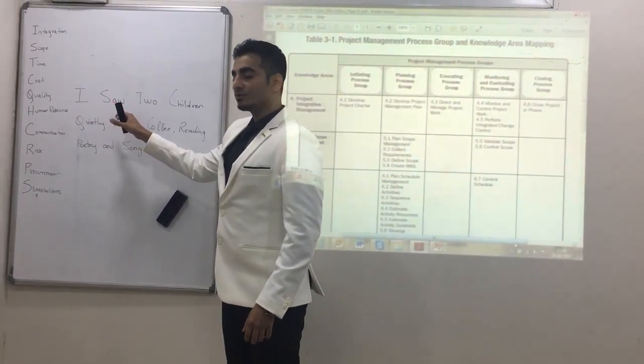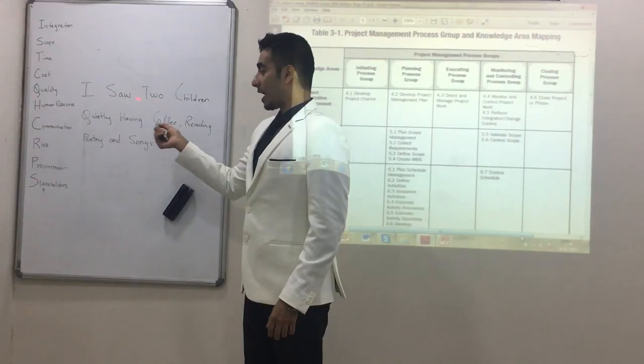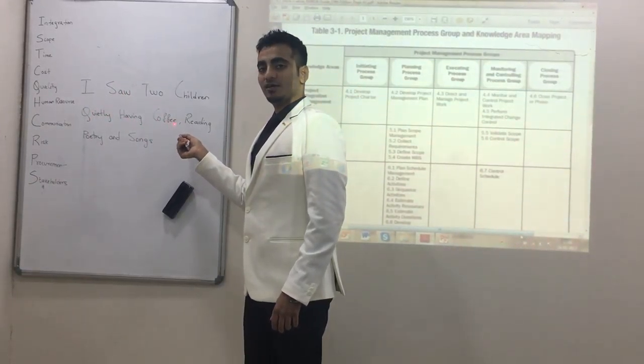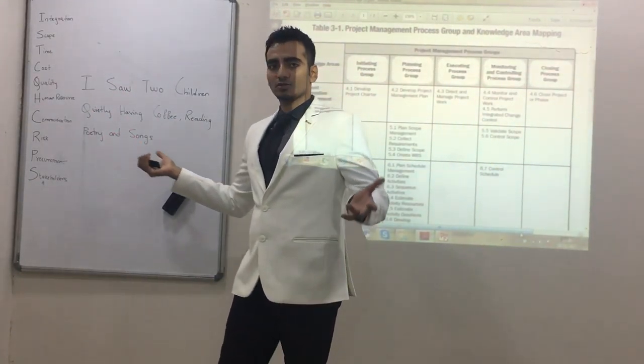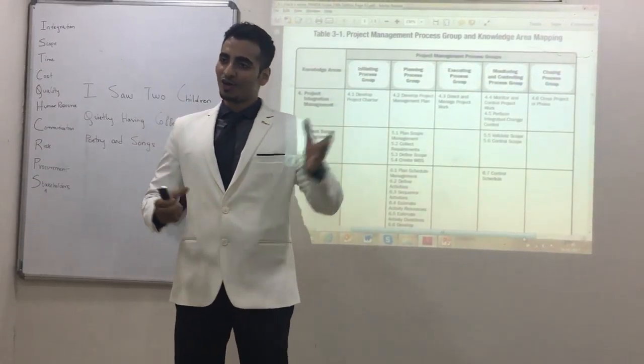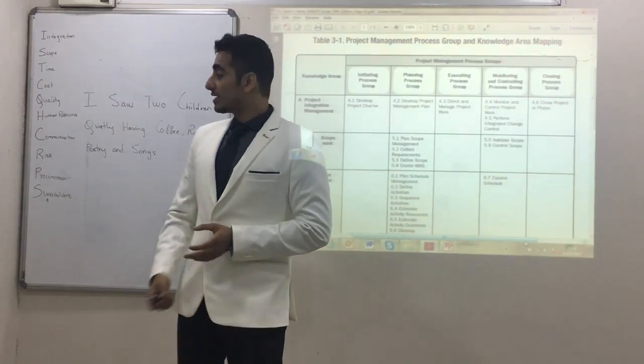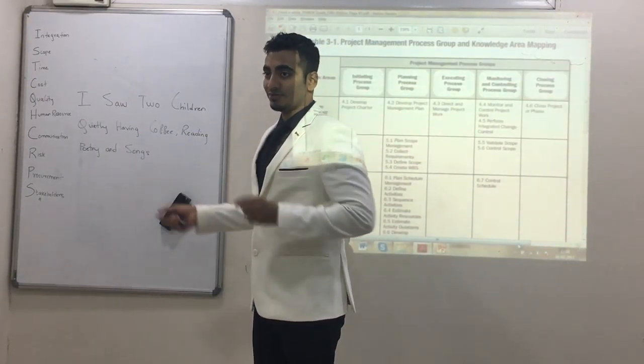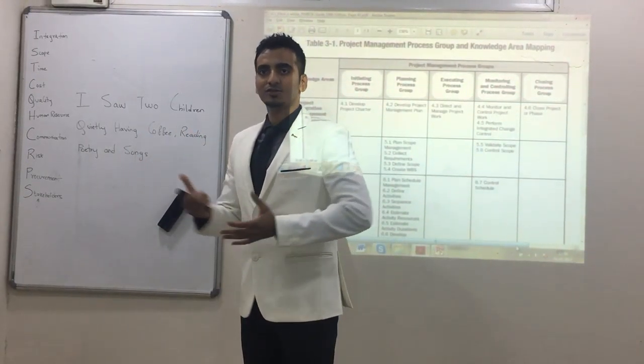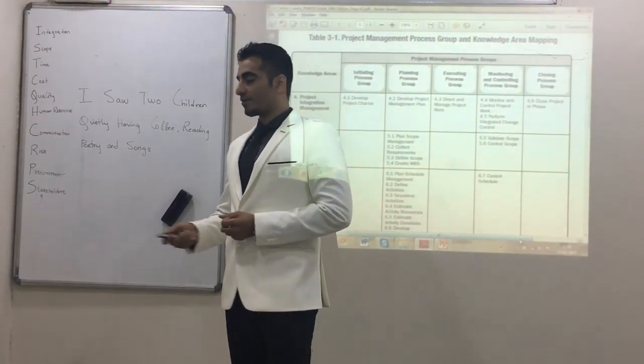I saw two children quietly having coffee, reading poetry and songs. So now we can remember this. I saw two children quietly having coffee, reading the poetries and songs. Now what does it signify?